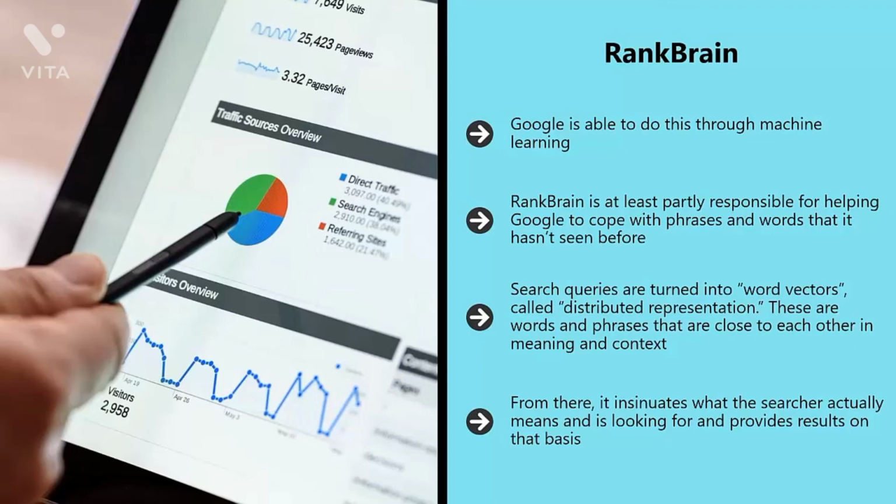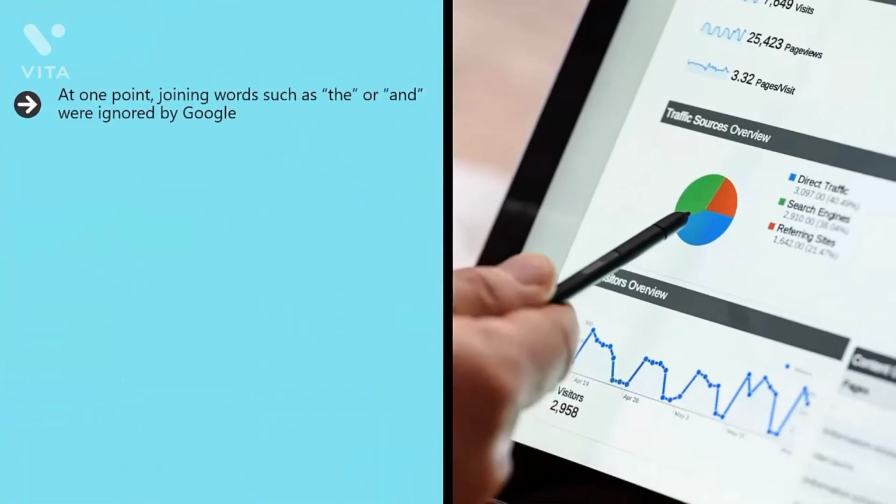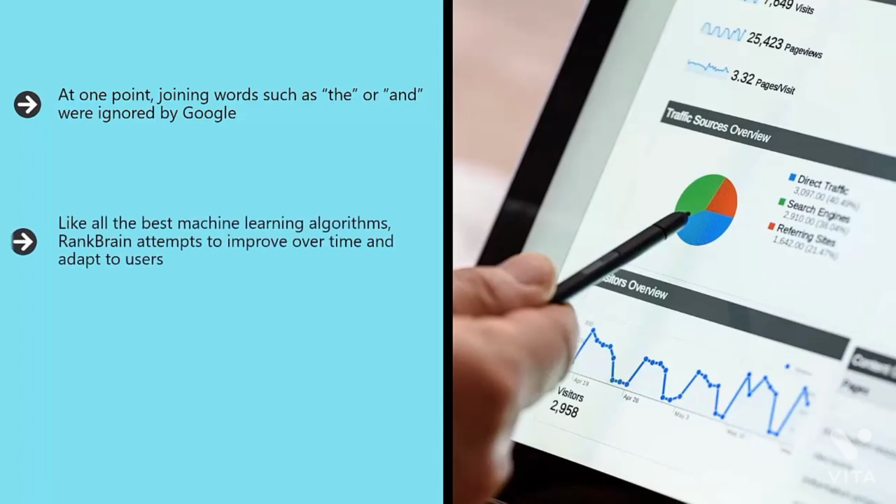RankBrain also understands the relationships between words and the way that they work together. At one point, joining words such as the or and were ignored by Google. Now, Google understands the importance of these phrases and the way in which they impact on the intent of the user.